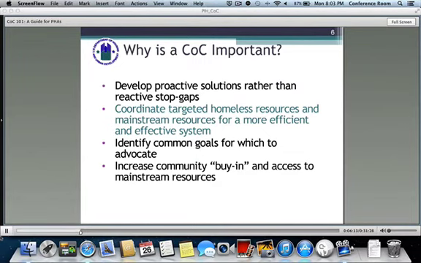Continuum of care planning is a critical component of communities' efforts to end homelessness. CoC planning provides communities with an opportunity to step back, critically assess capacity, and develop solutions to move homeless people toward permanent housing and self-sufficiency, as well as helping communities to develop a common vision and a set of common goals.